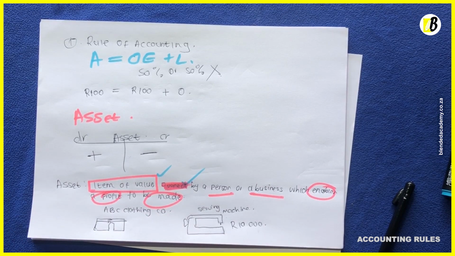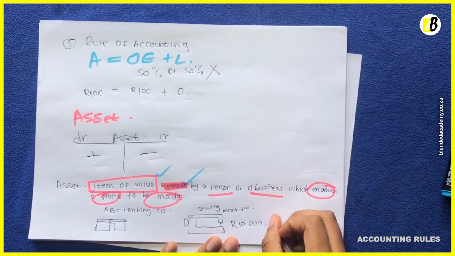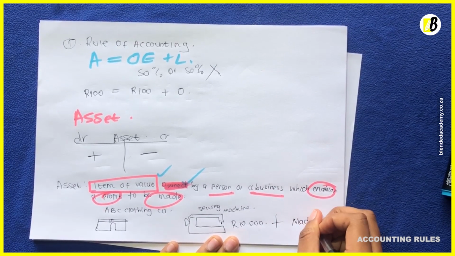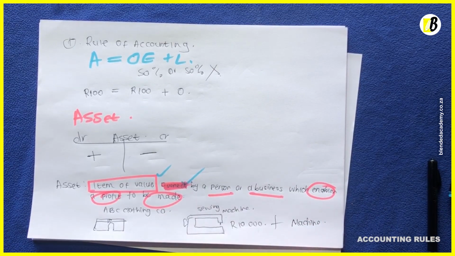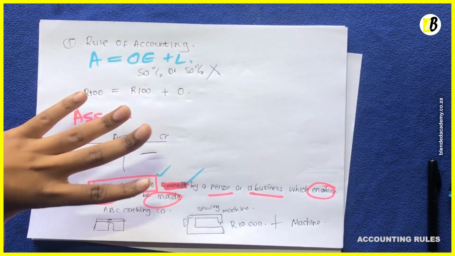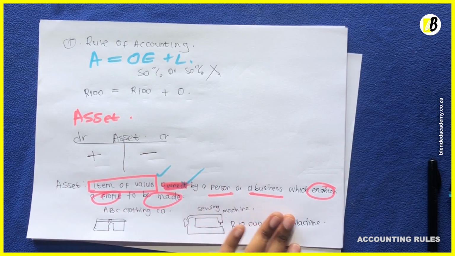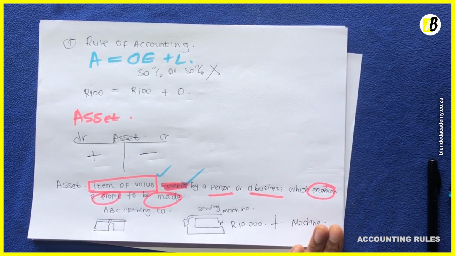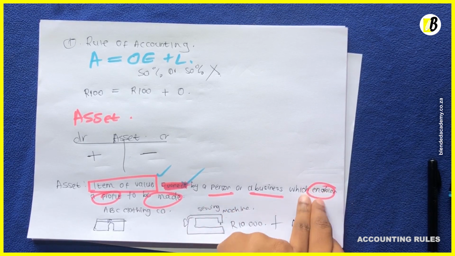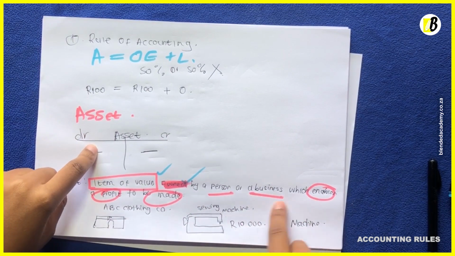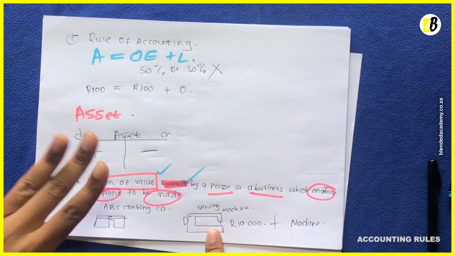So now let's say that ABC buys another machine. Now we're going to look at the effect in our accounting journals or accounting T account. So now ABC buys another machine, which means that now ABC has two machines. Therefore, the machines are increasing, which means that you're going to debit the new machine that ABC bought.